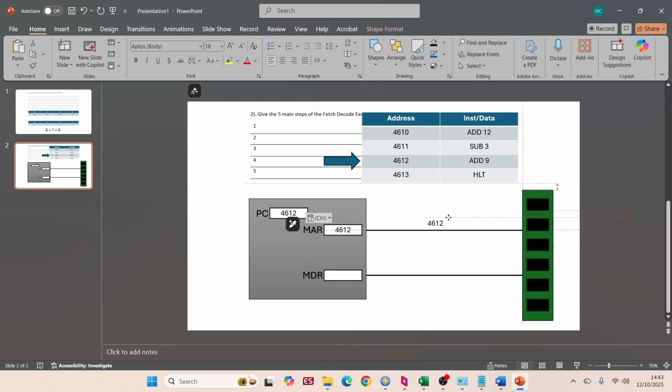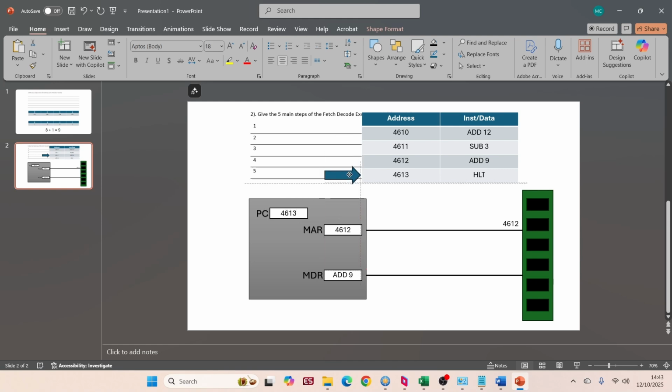You don't have to know about this in the GCSE, but just understand it goes down these wires to RAM under what's called a memory controller. Then that little memory controller will look and say, hold on a minute, what's in 4612? 4612's got add 9. And then that will go back from RAM into the MDR. So step 1 is the program counter is copied into there. Then data is fetched from that address and it turns up in here. Now, just as that happens, the program counter goes up by 1.